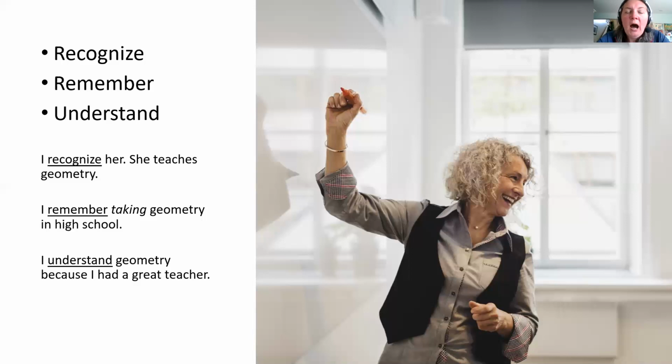So for example, I recognize her. She teaches geometry. I see her. She looks like somebody I know. I remember I do know her, so I recognize her. Oh, I know who she is. I recognize her. She teaches geometry. We cannot say I am recognizing her because that would be progressive, and we do not use progressive with these verbs, right?